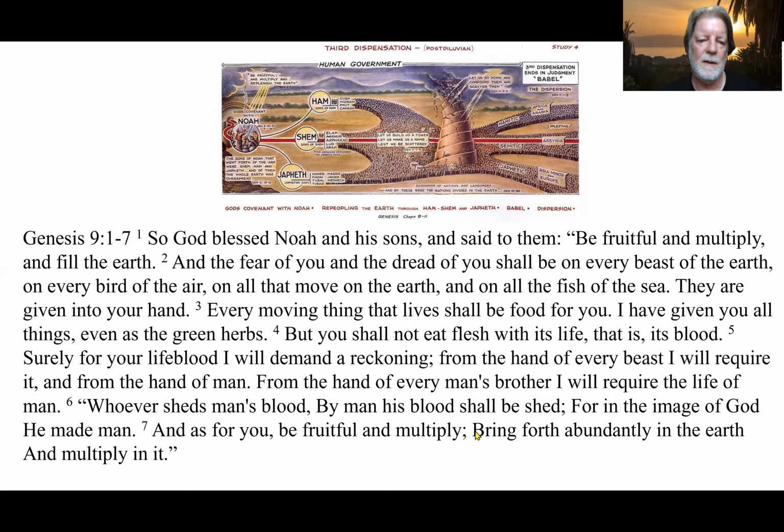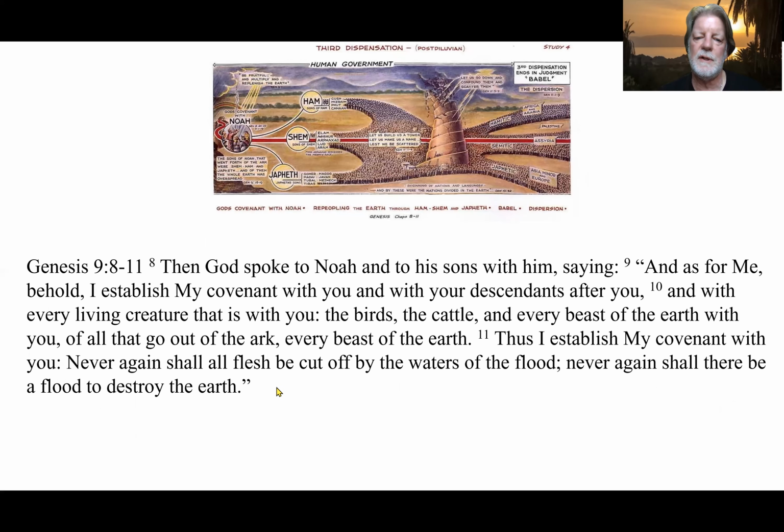All right, let's go on to our next portion of this text. We pick it up at verse 11. Then God spoke to Noah and to his son, saying, as for me, behold, I establish my covenant with you. This covenant that God is making here, that establishes human government and implements meat into the human diet, and his promise not to destroy everything by a flood again, is called the Noahic covenant. So even God calls it my covenant with you and with your descendants after you. This is called the Noahic covenant.